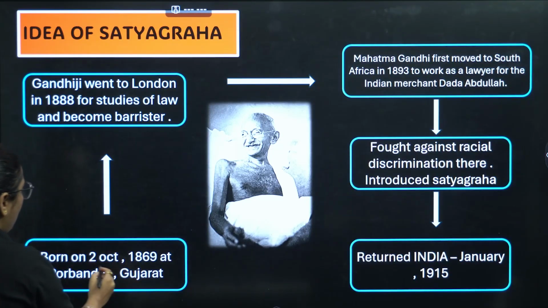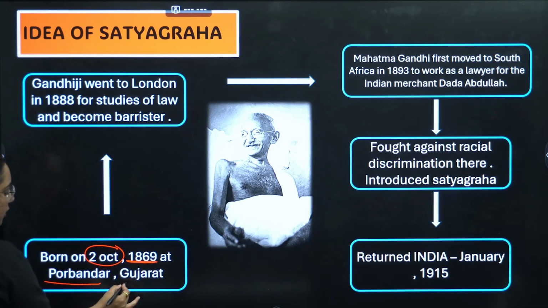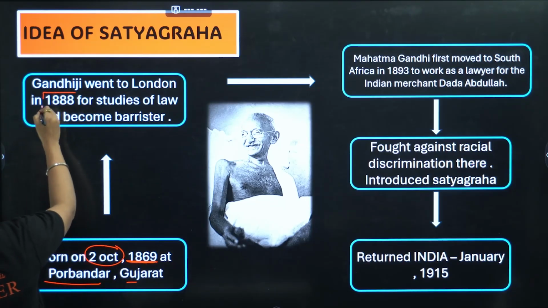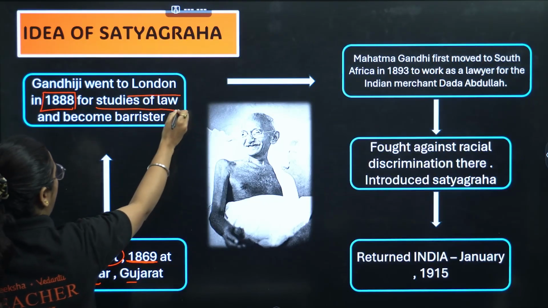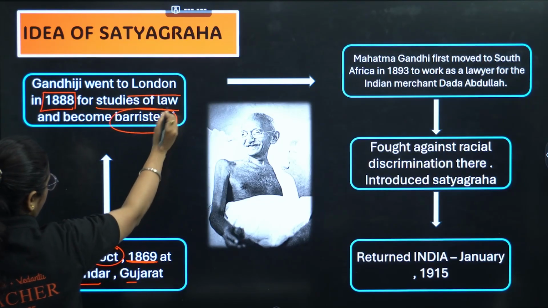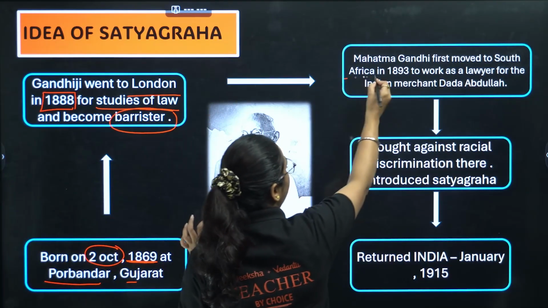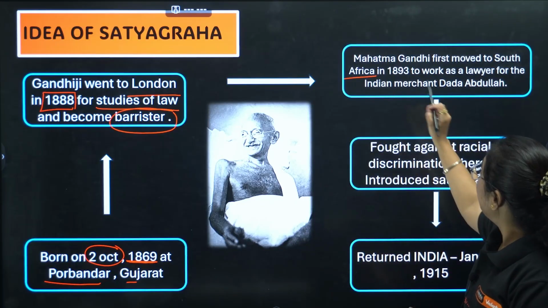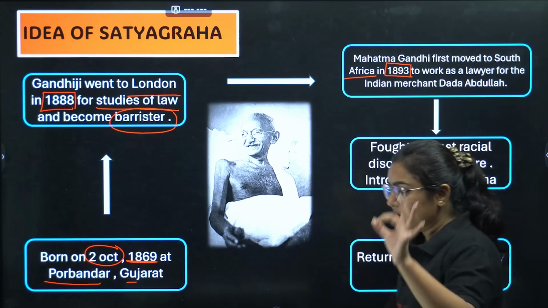He was born on 2nd October 1869 at Porbandar, Gujarat. Later, after some years, for studies he moved in 1888 to London for the study of law, and he wanted to become a barrister. When his studies were completed, he moved to South Africa in the year 1893.